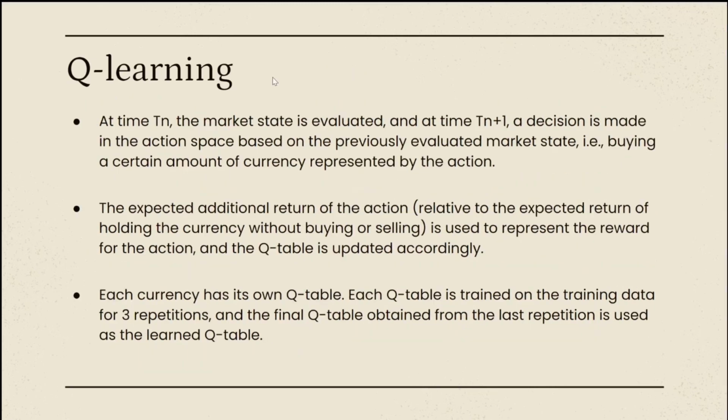During the training, at time Tn, the market state is evaluated, and at time Tn plus 1, a decision is made in the action space based on the previously evaluated market state. We can buy a certain amount of currency represented by the action. The expected additional return of the action is used to represent the reward for the action, and the Q table is updated accordingly. Each currency has its own Q table, and each Q table is trained on the training data for 3 repetitions, and the final Q table obtained from the last repetition is used as the learned Q table.